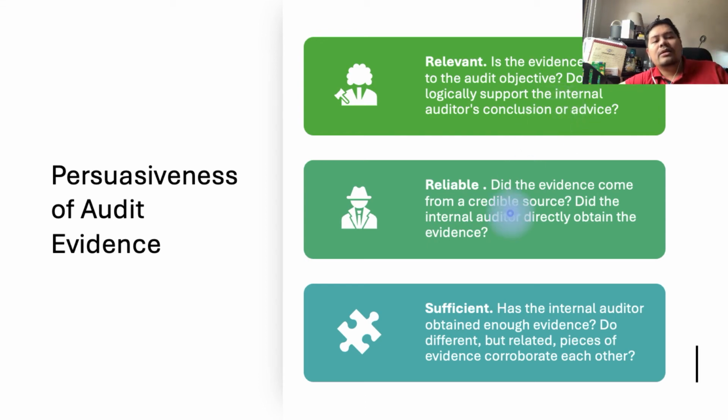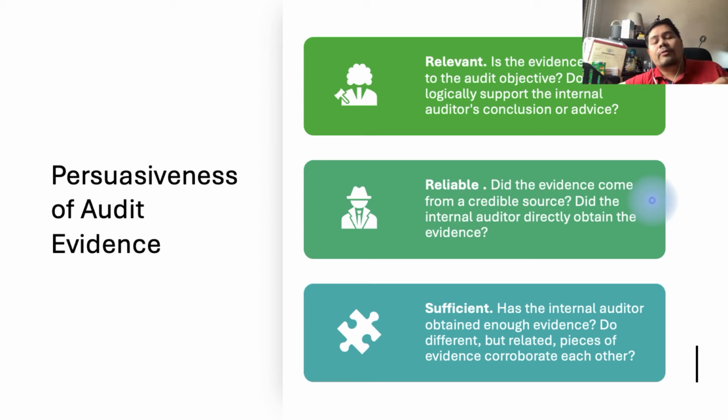Another element included in the persuasiveness of audit evidence is reliability. Does it answer the questions: did the evidence come from a credible source? Did the internal auditor directly obtain the evidence? If these are answered yes, then definitely your audit evidence is reliable. And lastly, it can be said to be sufficient if it answers the following questions. Has the internal auditor obtained enough evidence? Do different but related pieces of evidence corroborate each other? If again your answers are yes, then definitely the audit evidence is sufficient.